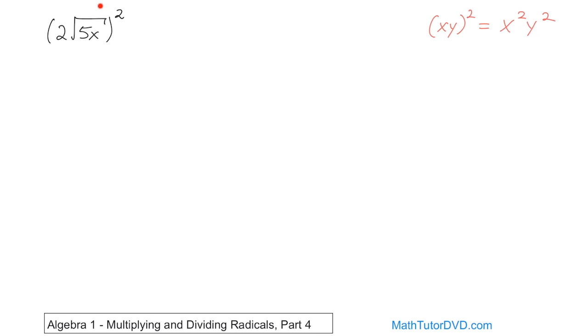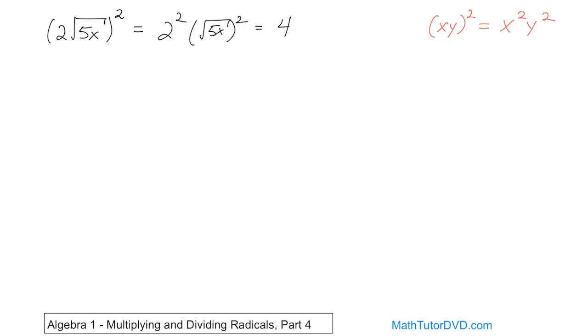The same thing happens here. The exponent applies to the 2, and then the exponent also applies to this. So the way that you would write that is 2 squared times root 5x squared. All right? So essentially we just apply this exponent to each part separately. Now the 2 squared, you should know 2 times 2 is 4.